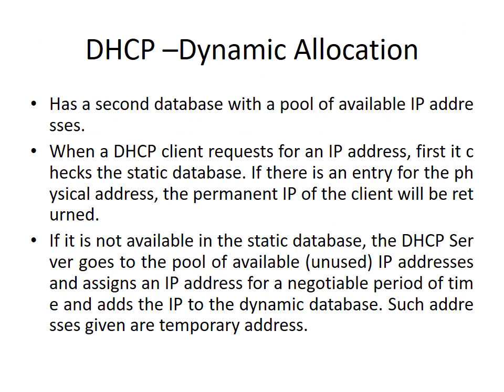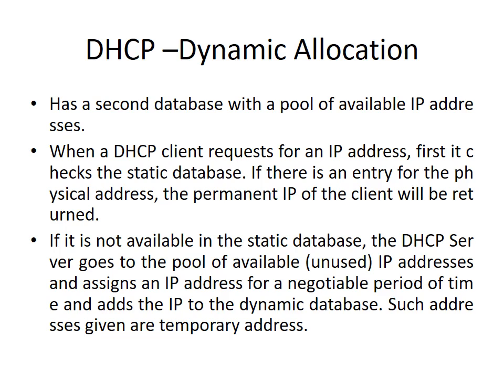In the case of DHCP dynamic allocation, apart from the primary database, the DHCP server maintains a second database with a pool of available IP addresses. So once the DHCP client request comes, first it checks the static database to see whether an IP address is mapped to the physical address or not. From whichever client the request comes, the physical address is checked in the database. If it is available, it returns that. That will be the permanent IP of the client.